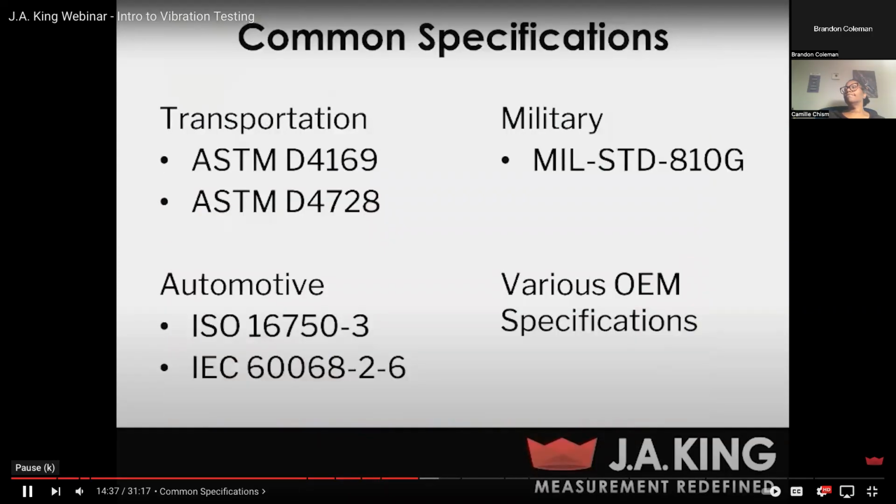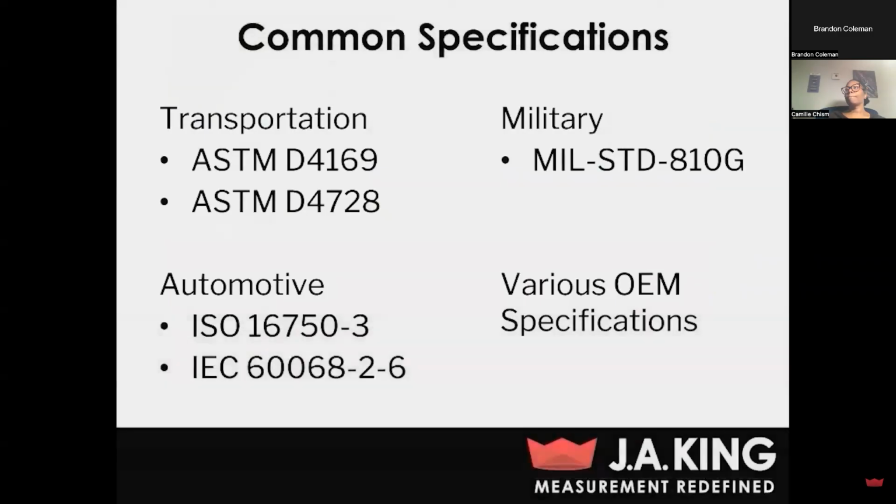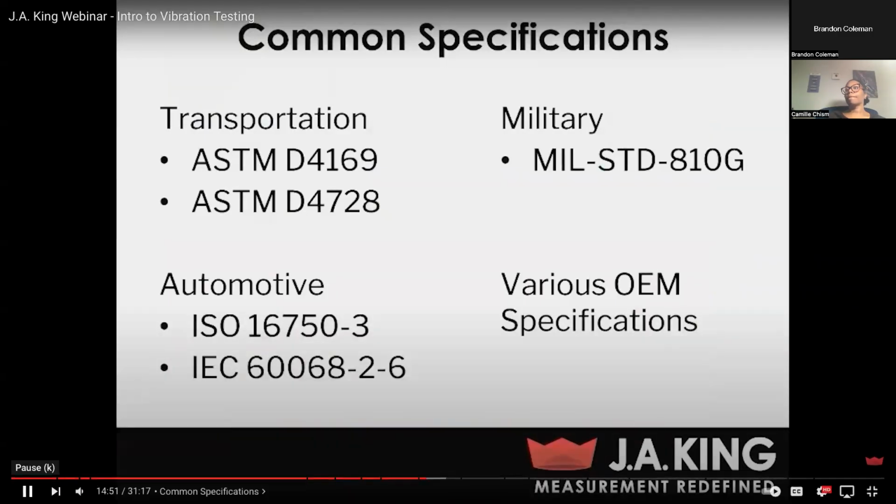So I also just want to list a few common specifications that we run into a lot for both vibration and shock testing. For transportation, you'll see I've pointed out a couple different ASTM specifications. Both of these we run into quite a bit, and they're both very useful because they give different profiles based on the method of transportation, whether it be air, ship, or truck transportation. Also, I've pointed out a couple of automotive specifications for vibration testing.